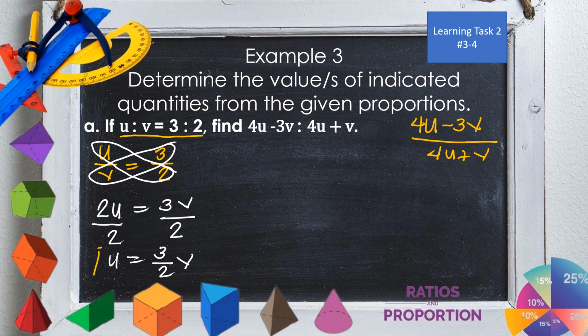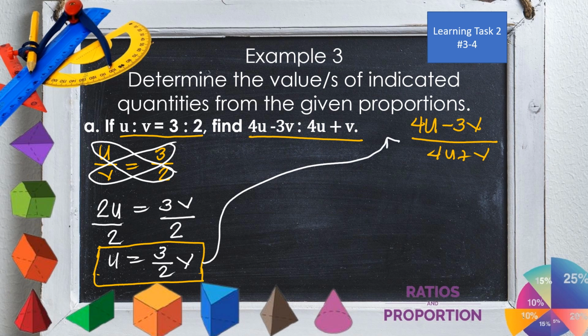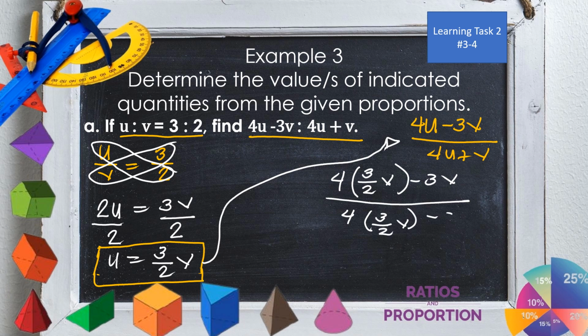Again, we already have one specific variable, and this variable will be substituted to our unknown. So this will be substituted here. Our u is 3 over 2 v. So simply substitute, we're going to have 4 times your u, which is 3 over 2 v, minus 3v. On the denominator, you have 4 times your u, which is 3 over 2 v, plus v.